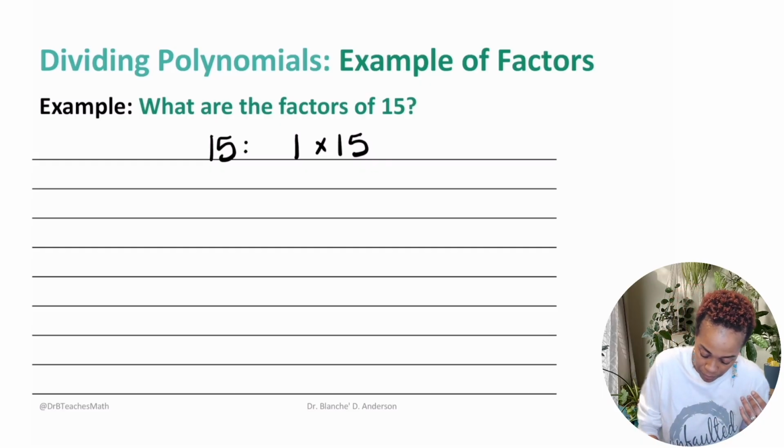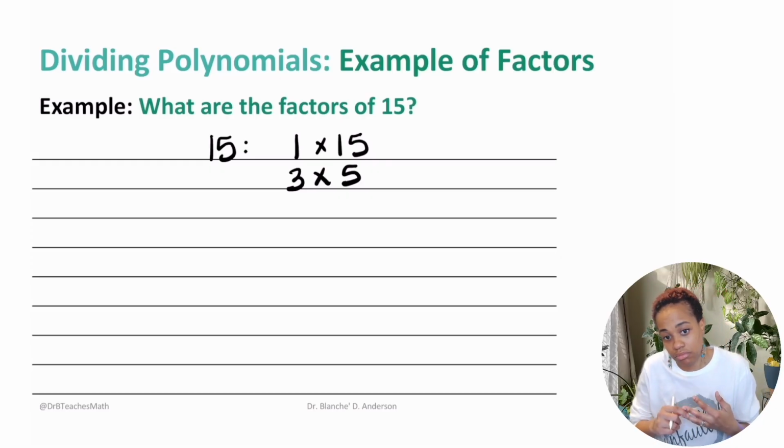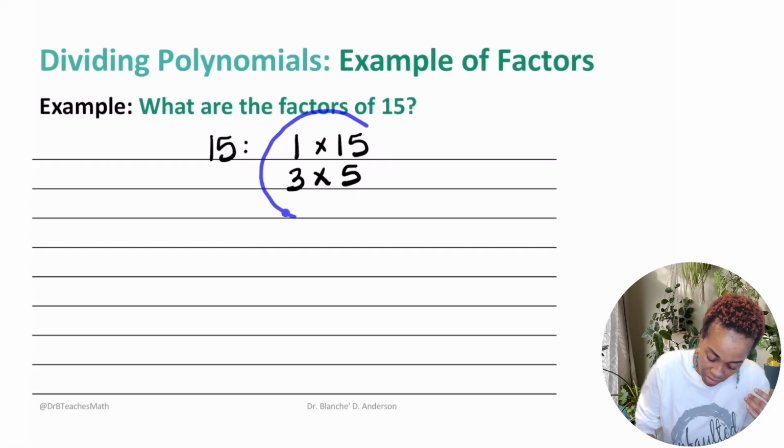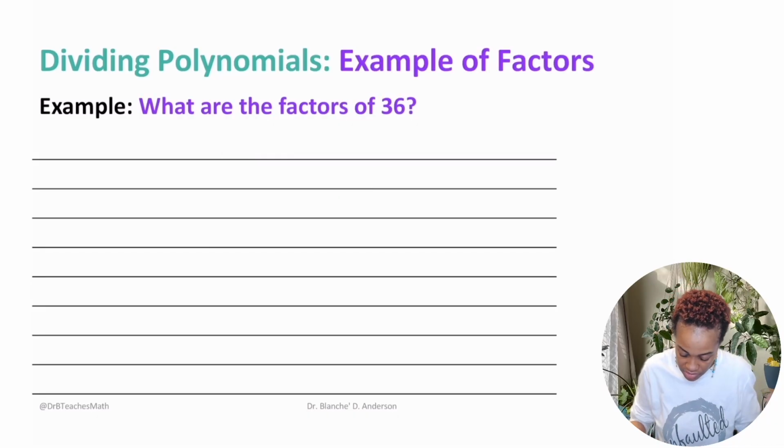What about 3? Yep, 3 times 5 is 15. Anything else? 4? Nope. 6? Nope. 5, we already got 5, right? So these would be all the factors of 15. It's the numbers that you multiply together to get 15. Those are called factors.